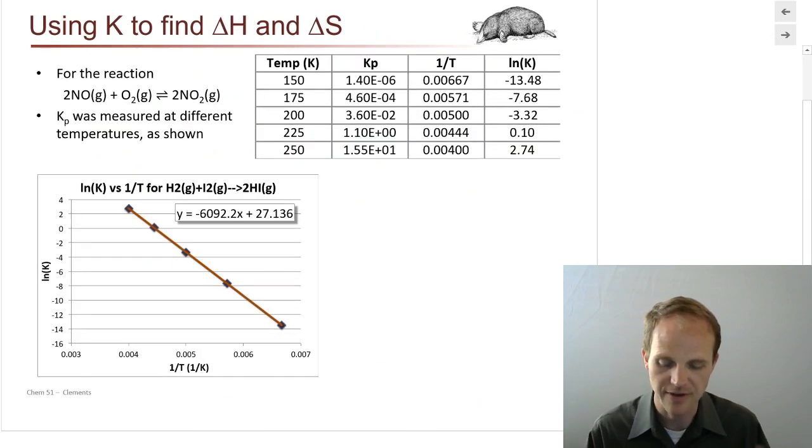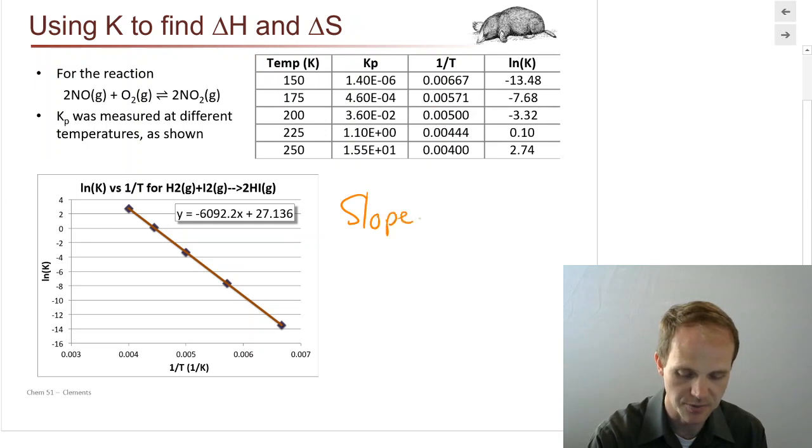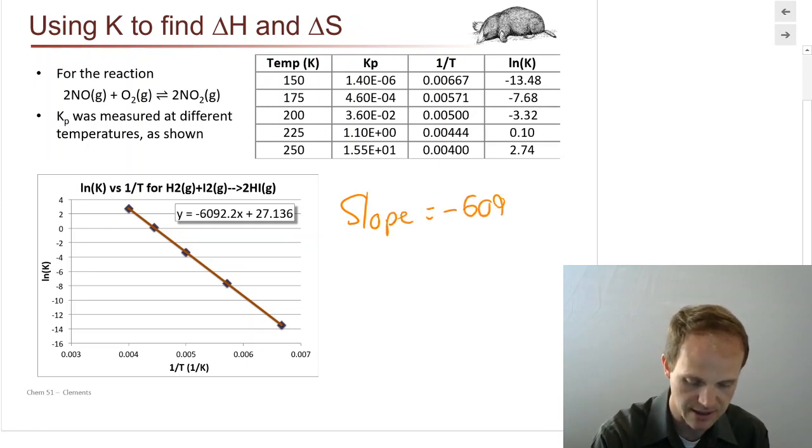So here we go. We've got this data of nitrogen monoxide and oxygen reacting to make nitrogen dioxide. We've got temperature, K values, and 1 over K. We calculate the natural log of K, and we plot natural log of K versus 1 over T. We find these two numbers for our slope and our intercept, and we say that slope is equal to minus 6092.2.